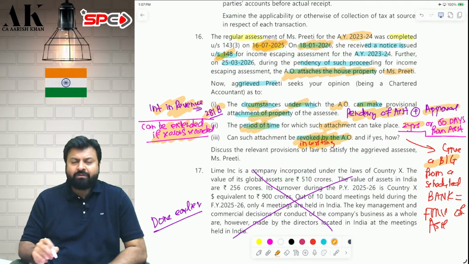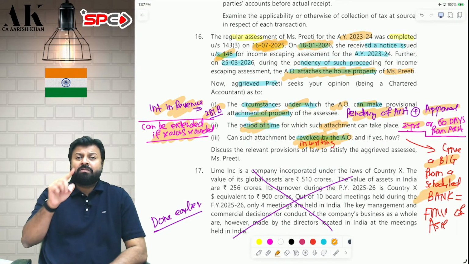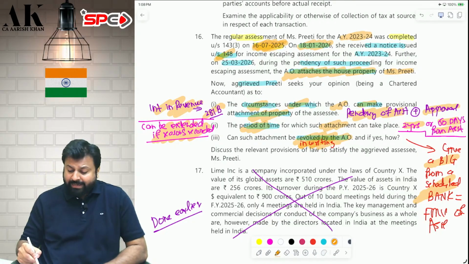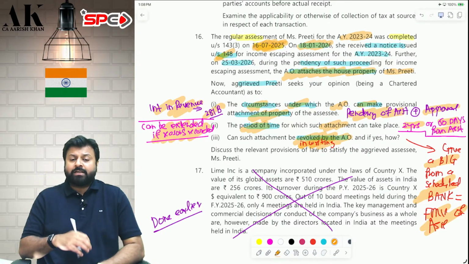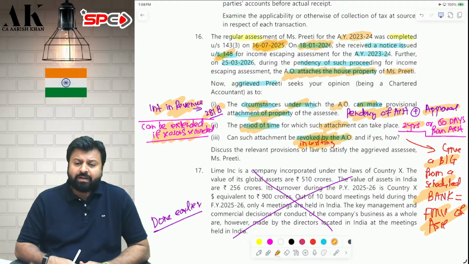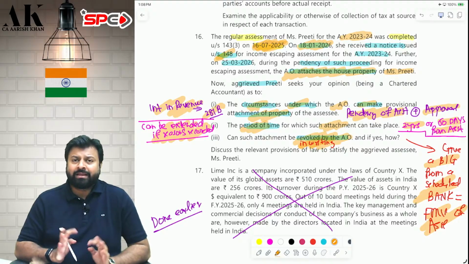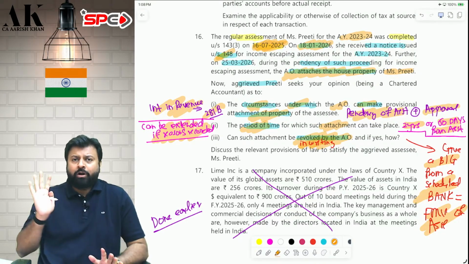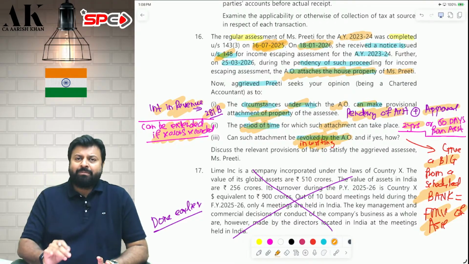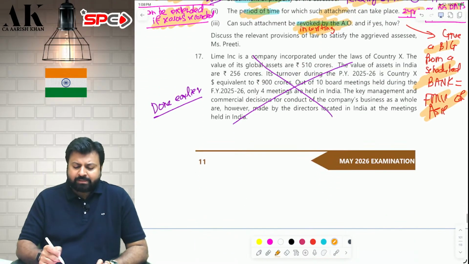First, the assessee has to give a bank guarantee. Second, the bank guarantee should be given from a scheduled bank. Third, the bank guarantee should be equivalent to the FMV of the asset. If these conditions are fulfilled, the AO will revoke the provisional attachment order, and the property will be given back to you.